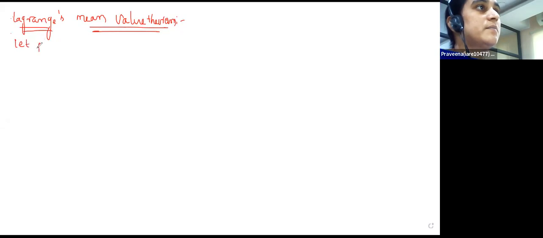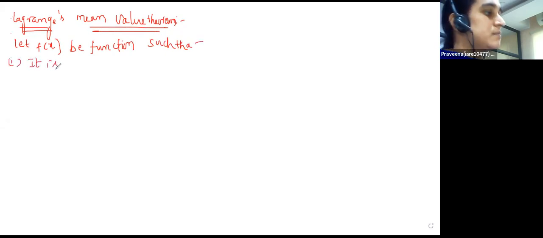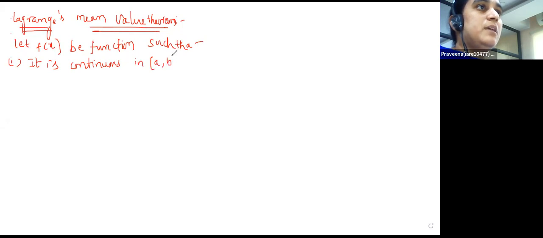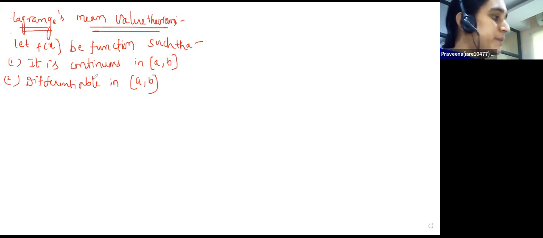Let f of x be a function such that first one, it is continuous in closed interval a comma b, and the second point, differentiable in open interval a comma b.